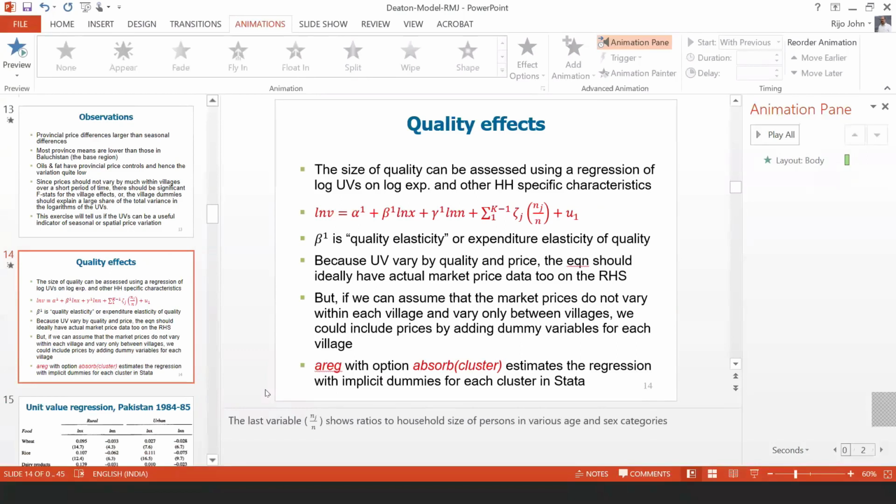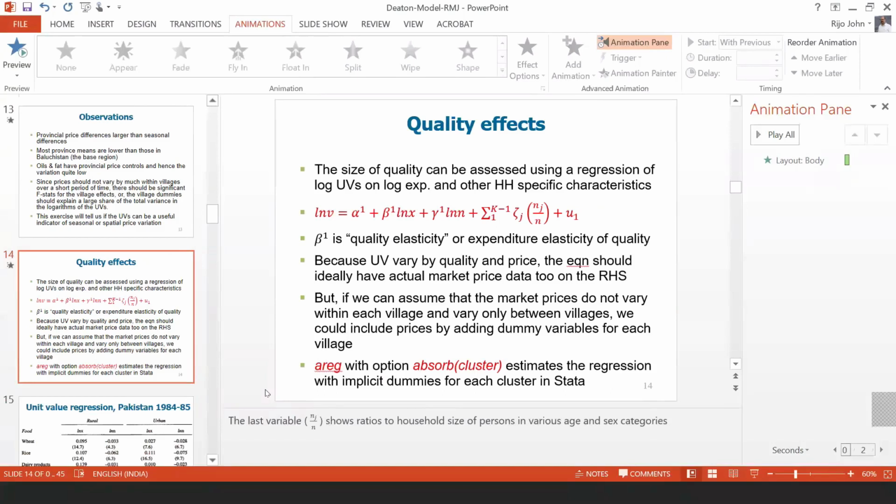Because unit values vary by quality and price, we already saw that unit values vary not just by price but also by quality. You will notice that the price is absent in this regression. Ideally, prices should also appear in that regression to explain what explains variations in unit values. We need to have expenditure, prices, all household characteristics, everything on the right-hand side.